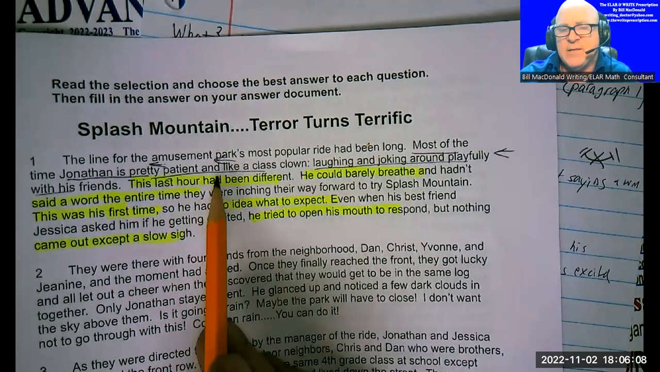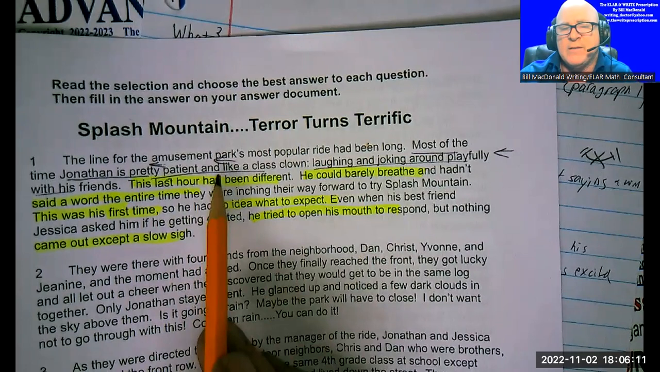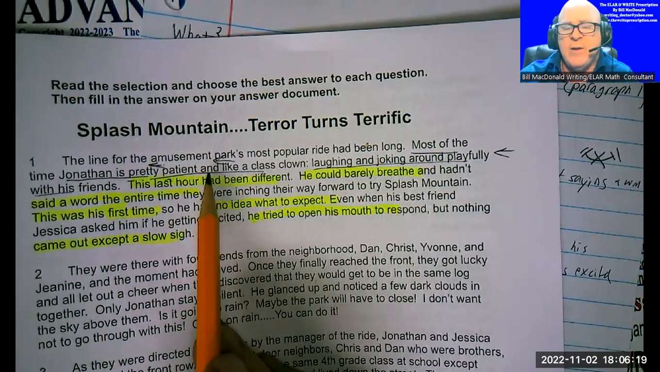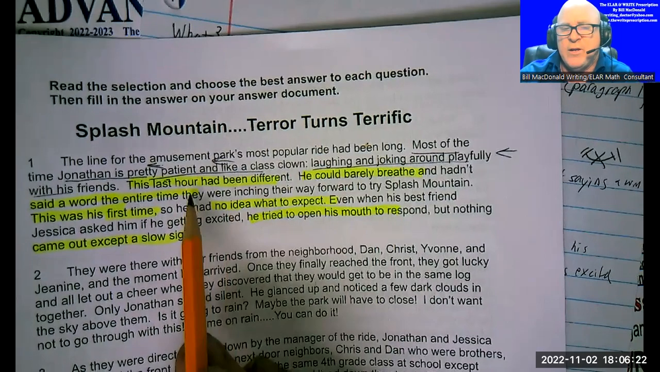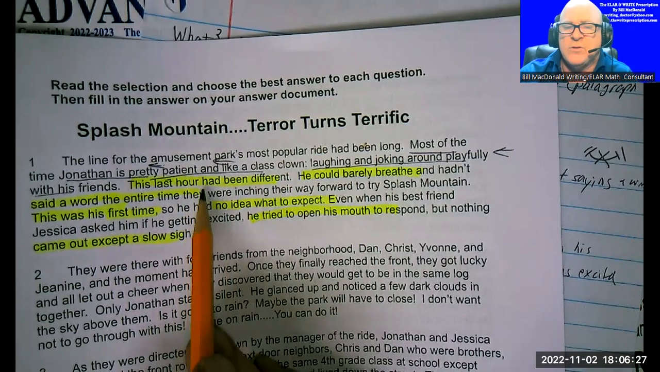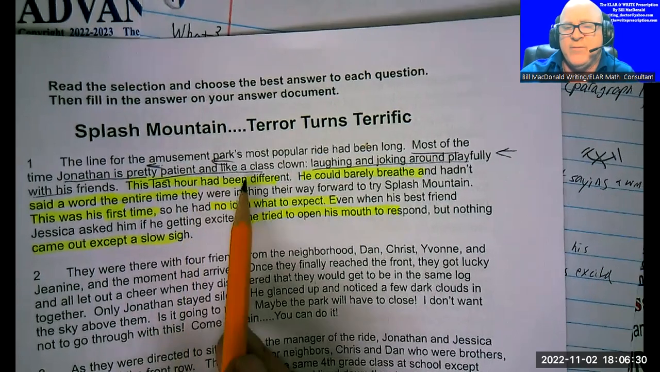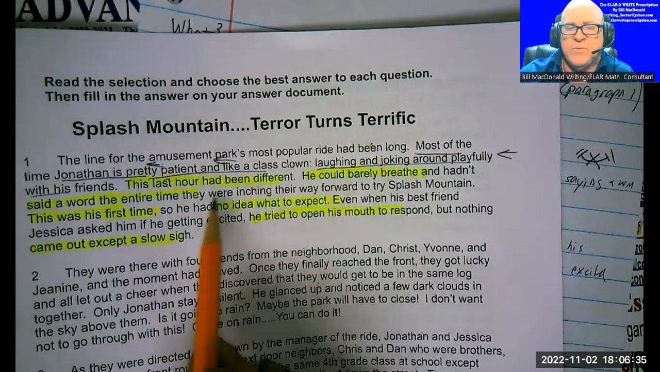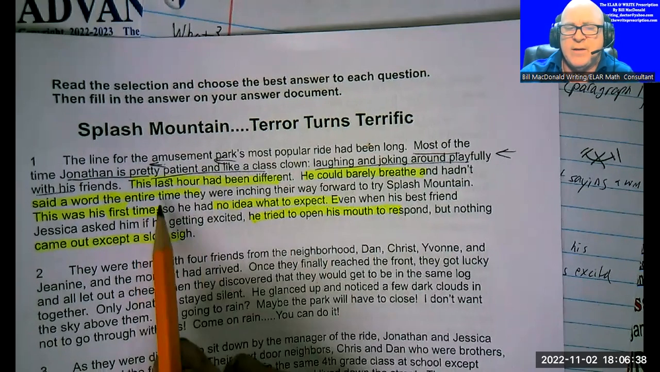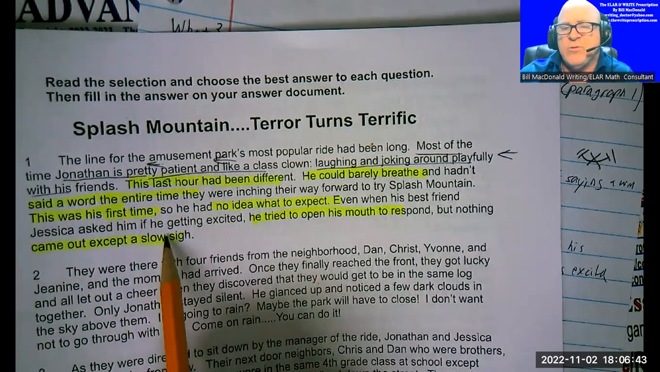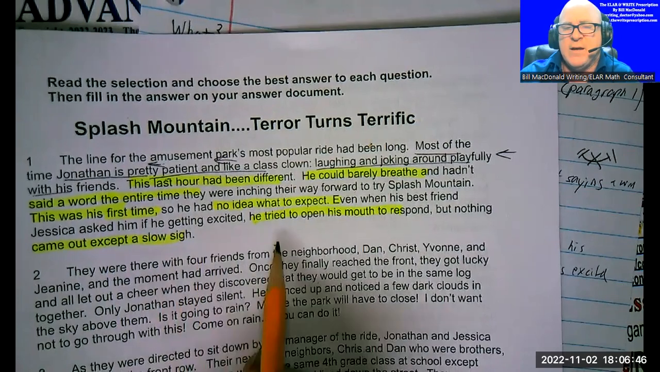And so sometimes the test makers will try to throw in details about emotions that have nothing to do with the current status. So your kids have to understand that in sentence 3, there's a transition to right here, right now, so we can see how he does feel at the beginning. So the highlighted parts are what we could use for evidence. He could barely breathe, hadn't said a word the entire time. This was his first time, no idea what to expect. When Jessica asked him, action, if he was excited, reaction, he tried to open his mouth, but nothing came out except a sigh. So that's my evidence.